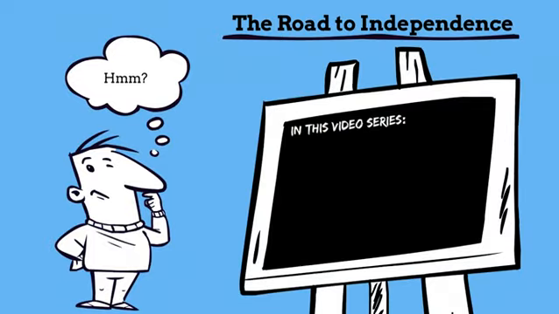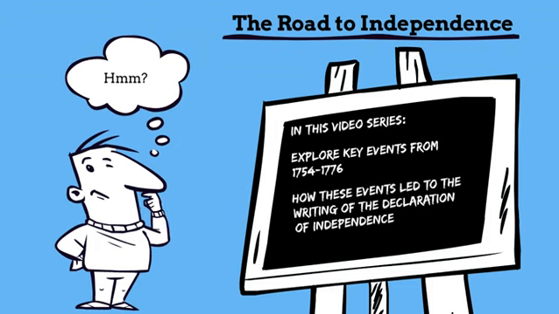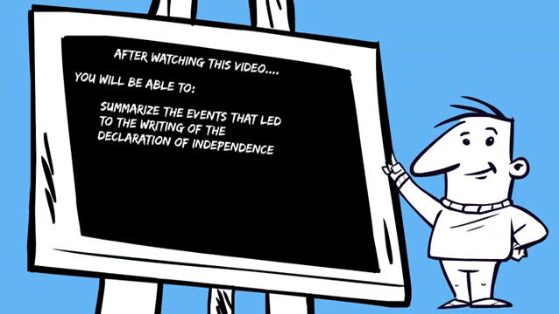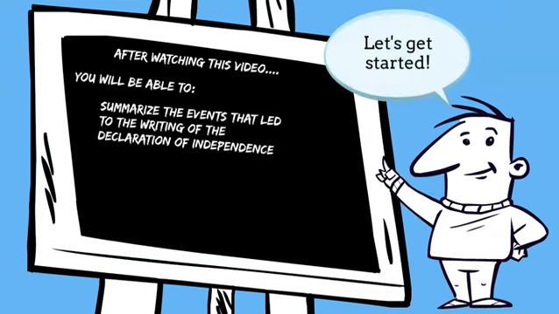In this video series, we will explore key events that took place from 1754 to 1776 and how these events led to the writing of the Declaration of Independence. After watching this video, you will be able to summarize the events that led to the writing of the Declaration of Independence. Let's get started.